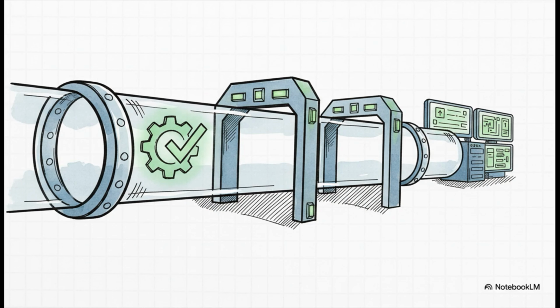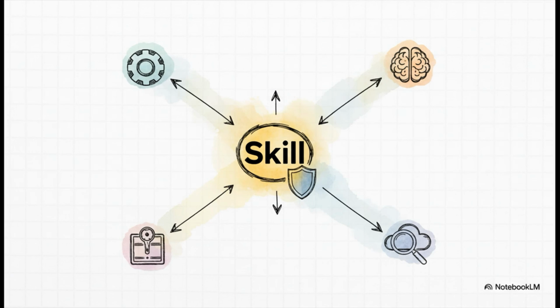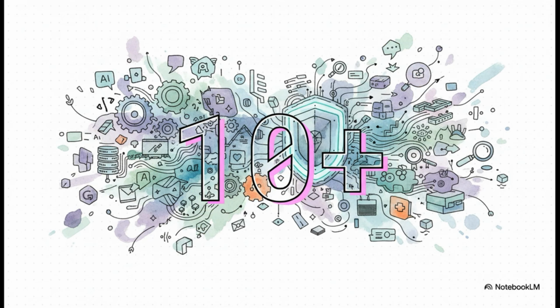Once a skill passes the scan, it's installed through a secure atomic pipeline, super safe. And for the final step, it syncs that one secure skill across all your AI tools, automatically. And right now, this works with more than 10 of the most popular AI tools you're already using.